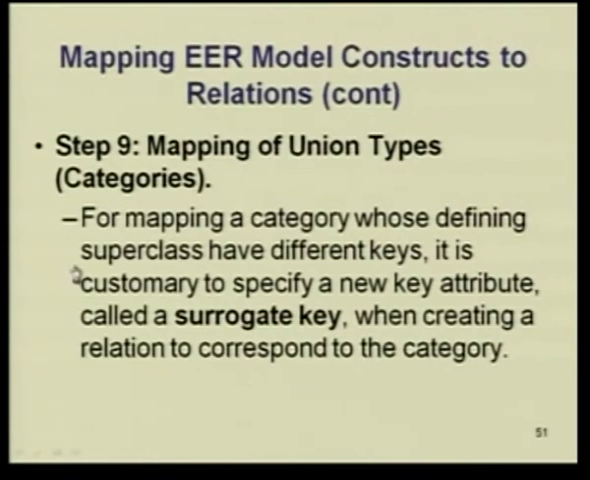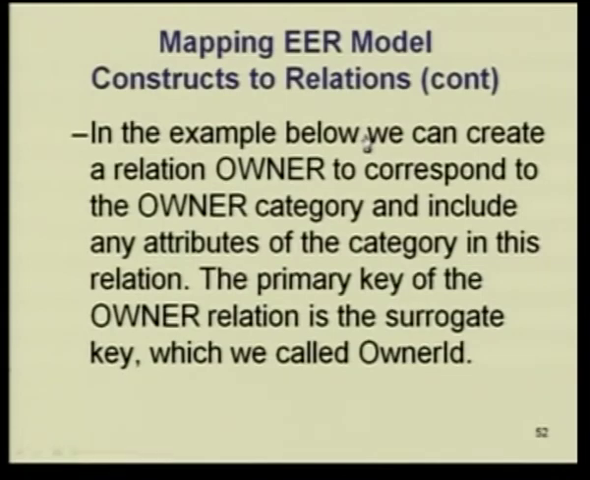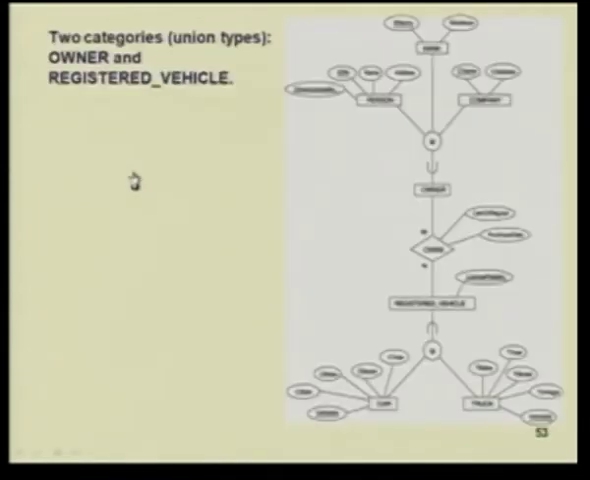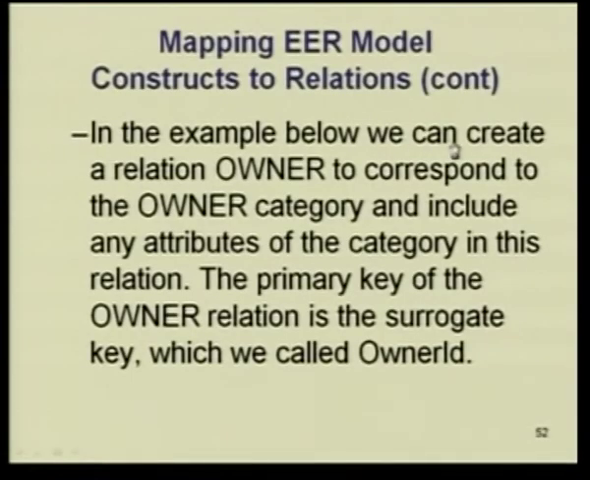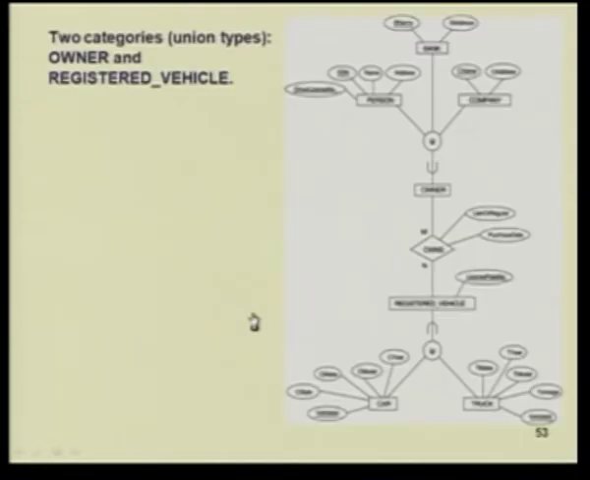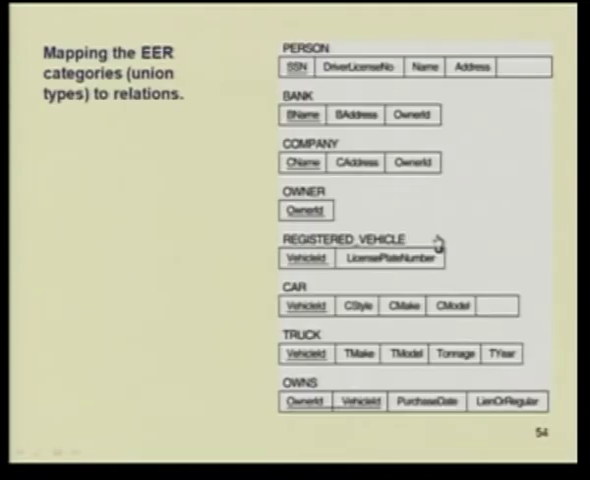and for mapping a category whose defining superclass has different keys, it is customary to specify a new key attribute called the surrogate key when creating a relation corresponding to that particular category. So, take this example. In the example below, we can create a relation owner to correspond to the owner category and include any attributes of the category in this relation. The primary key of the owner is the surrogate key, which is called owner ID. So, if you look here, you will have an owner ID corresponding to that.